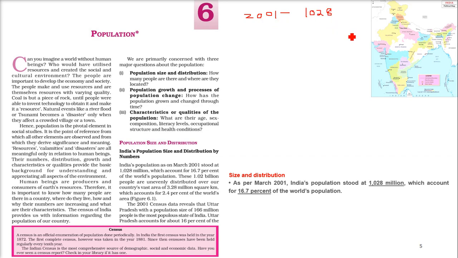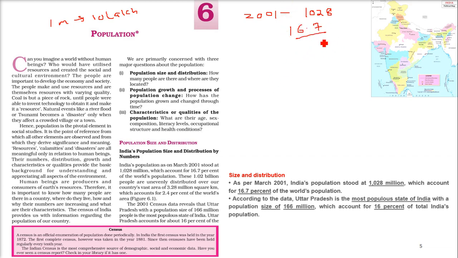1 million is 10 lakh. So you can understand that this 1028 million was 16.7% of the world population in 2001. And as we know, our area is only 2.4% of the whole world, right? So going ahead, this is the population in 2001, 1028 million.